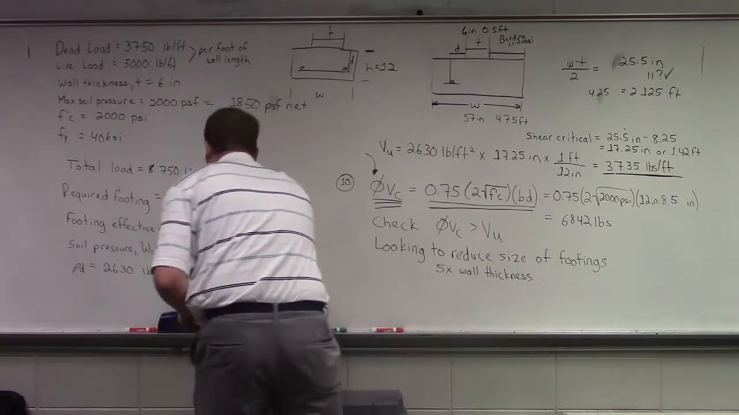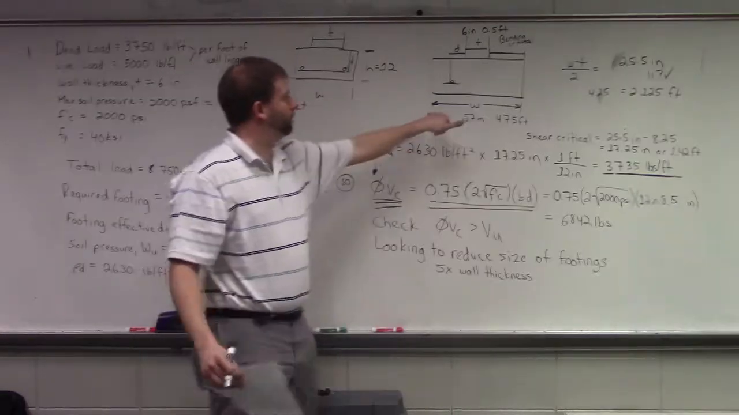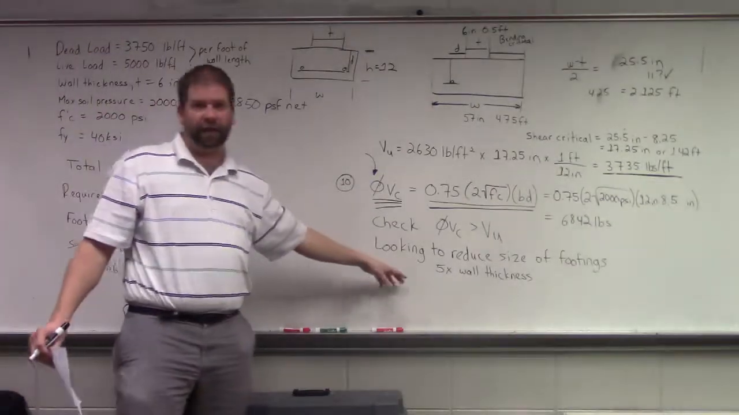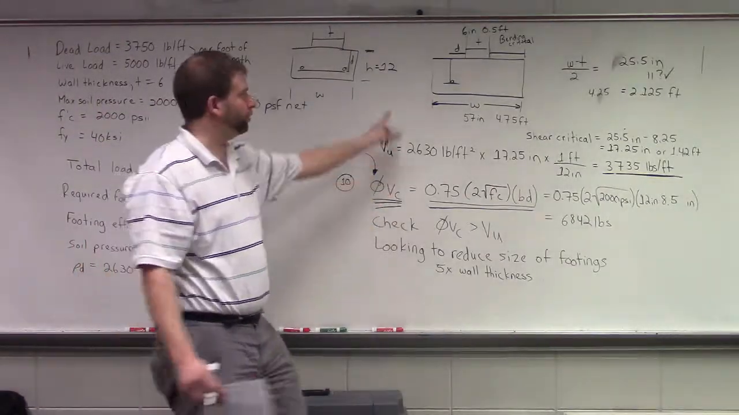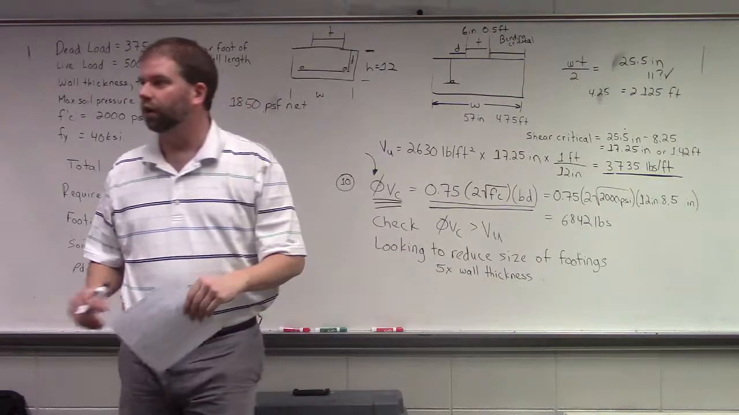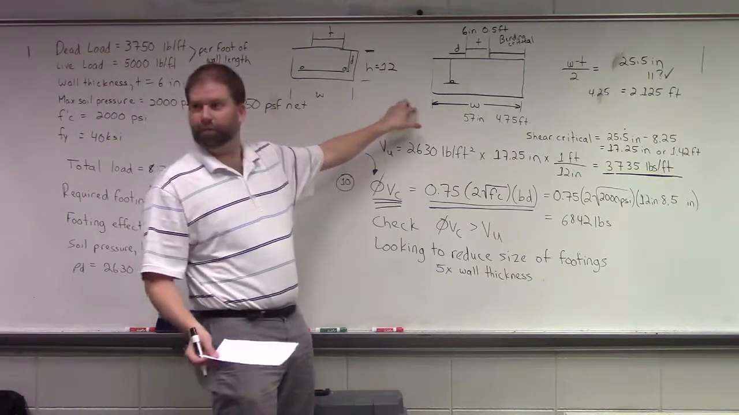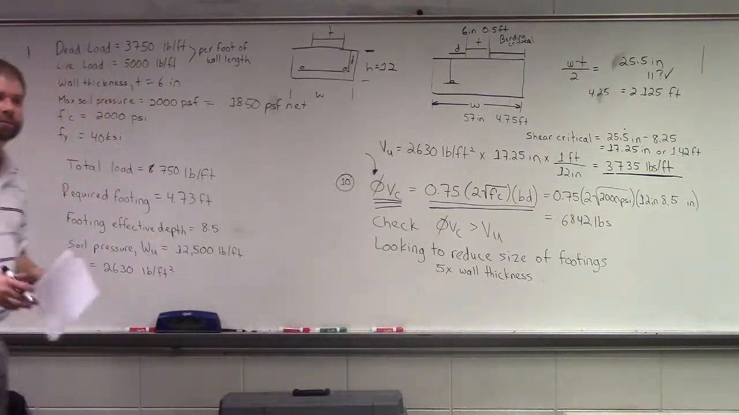We want to make sure that we're not reducing our width to anything more than 5 times that wall thickness. Once we start doing that, then we're going to have issues with too much stress, too much bending going on. And just remember that we're determining that width based off the depth, right?